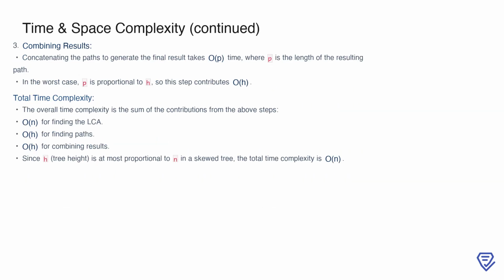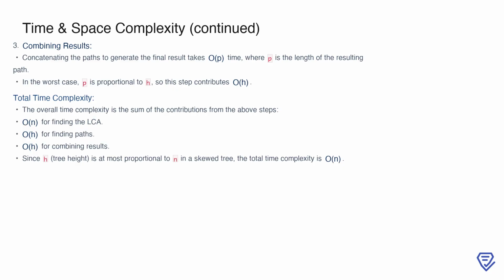After finding the paths, the next step is to combine the results to generate the final path from start value to dest value. This involves concatenating the paths, which takes p time, where p is the length of the resulting path. In the worst case, the path length p is proportional to the height of the tree, h, so this step also contributes O(h) to the overall complexity.